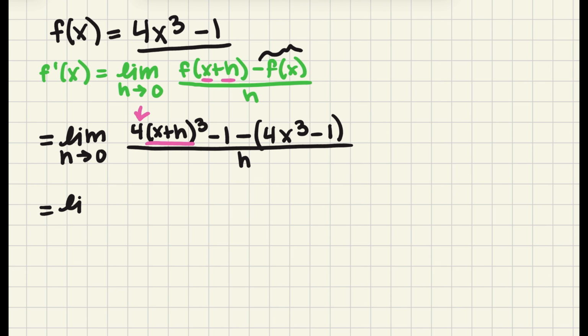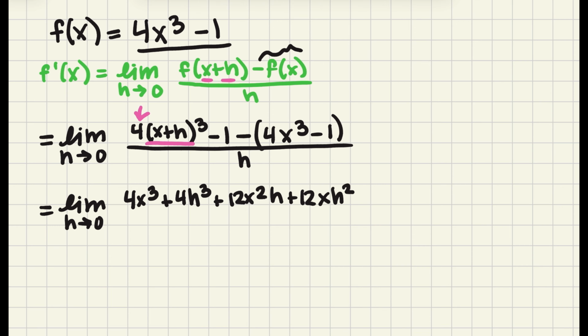The limit as h approaches 0 is 4x cubed plus 4h cubed plus 12x squared h plus 12xh squared minus 1. Everything you see right now, I just used the perfect cube formula on what we originally had right here, and this is the result, okay?